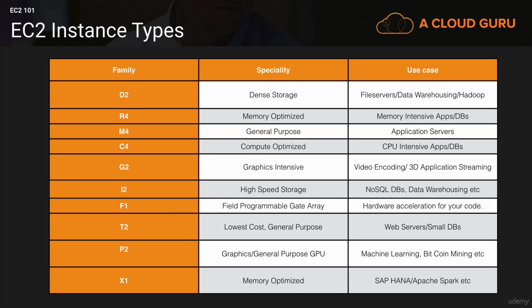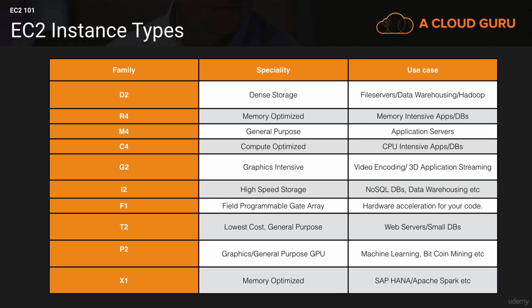We've got D for density, we've got R, I like to remember that as R for RAM. So these are memory optimized, and these are basically designed for memory intensive applications and databases. We then got M4. These are general purpose EC2 instances. So typically they're used for application servers. And if you're deploying an application server and you're not really sure what the application server is going to do, this is what you default to. So this is the main choice. That's the way I remember M4.